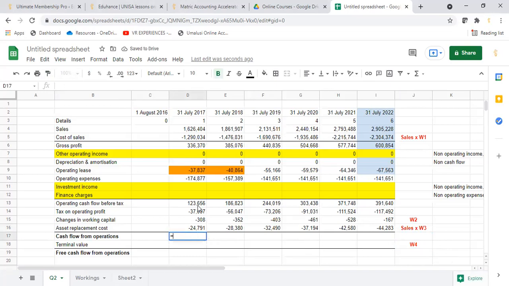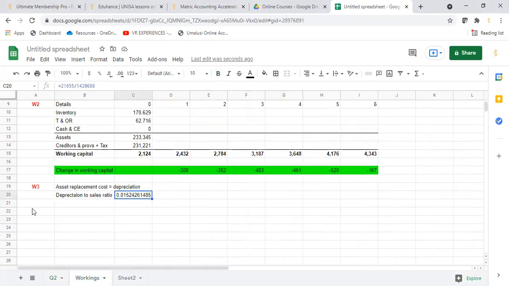So I'm going to say equal. Okay, so there we go. Now we can work out the terminal value. Okay, so let's go have a look how to work out the terminal value. The terminal value, or the continuing value, is equal to free cash flow multiplied by 1 plus G, divided by WACC minus G. Okay, so that is that.